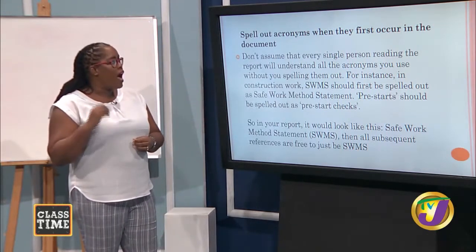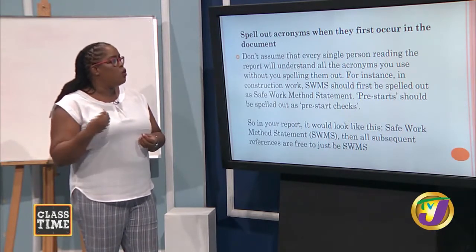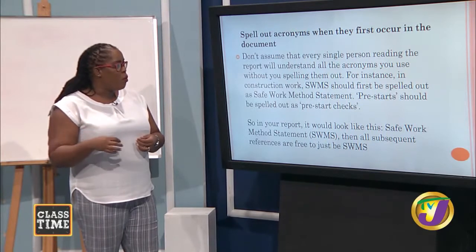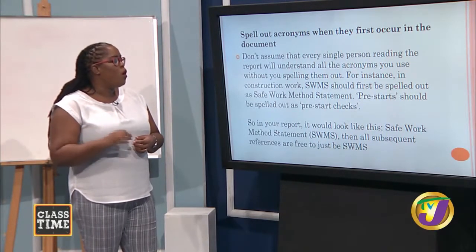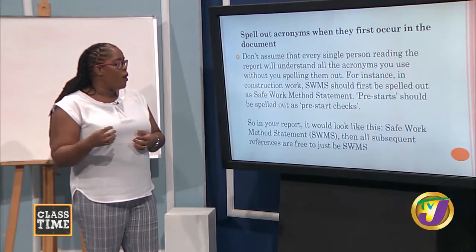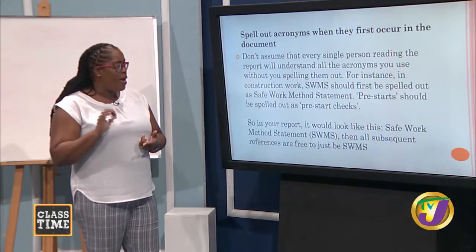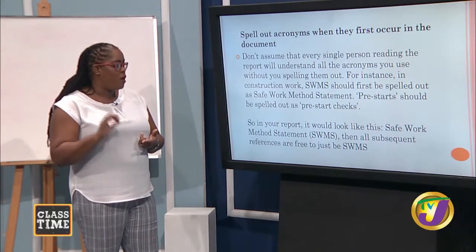So spell out acronyms when they first occur in the document. Don't assume that every single person reading the report will understand all the acronyms you use without you spelling them out. For instance, in construction work, the SWMS should first be spelled out as Safe Work Method Statement.